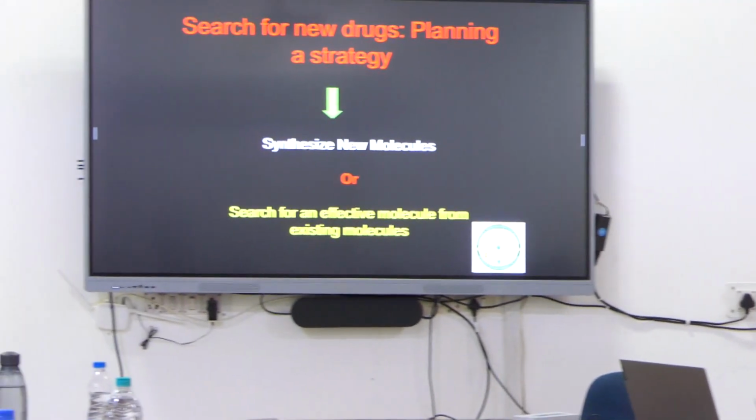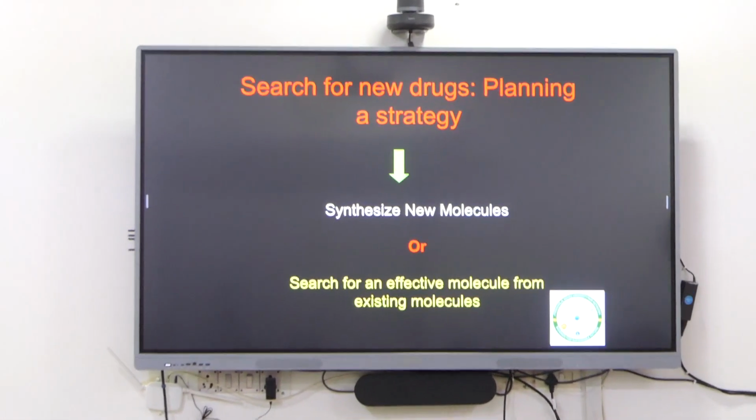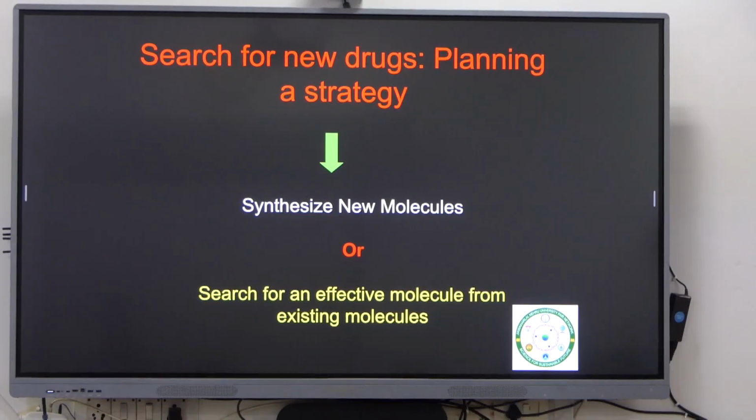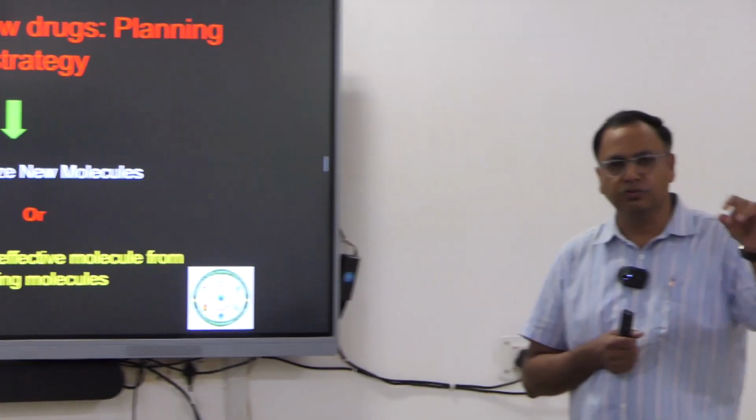So we can build the databases of small molecules and use them against the drug targets, and we can work with them. Fine. Next, the process begins with the search for new drugs, then how to plan a strategy, either synthesize new molecules. Earlier people were doing it that way only. They were synthesizing thousands of molecules and adding those molecules to the pathogen and trying to see whether any of these molecules is able to kill the pathogen or not.